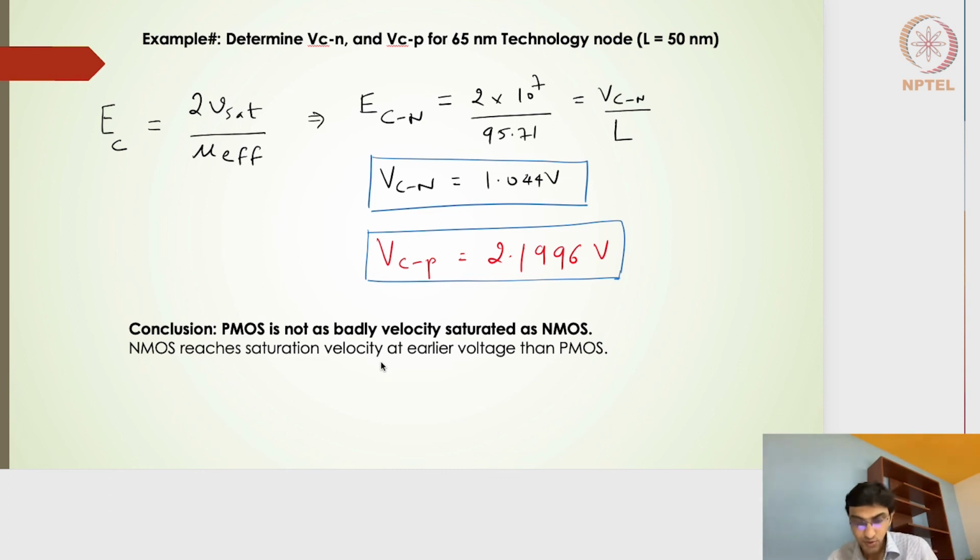Okay, so let's conclude with an example. Can we determine the critical voltage, which is derived from the critical electric field multiplied by the channel length? What is the critical voltage for the PMOS and NMOS transistor? This Vc of N is the VDS, the voltage applied across drain to source, critical for the NMOS, and then we have the critical VDS for the PMOS.